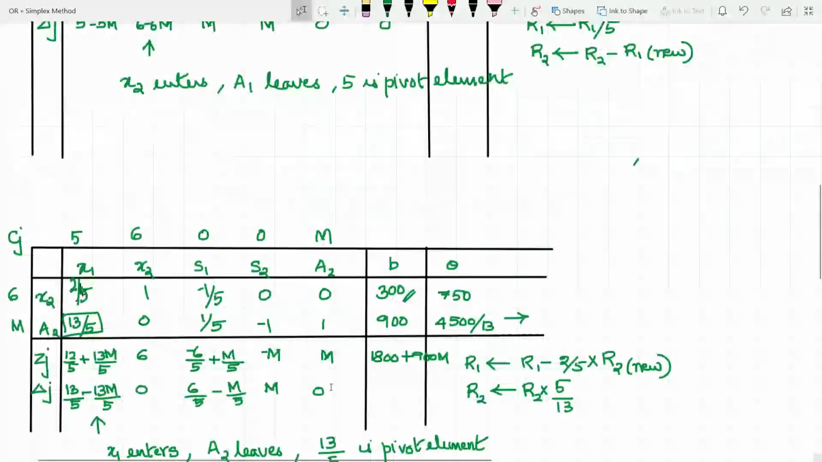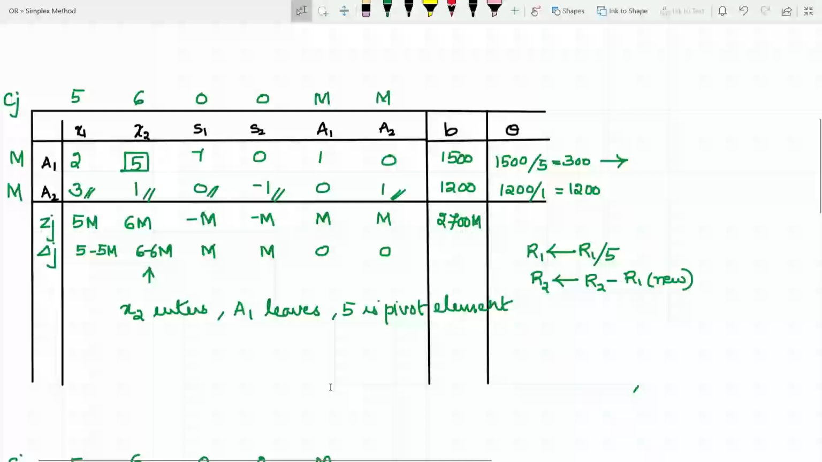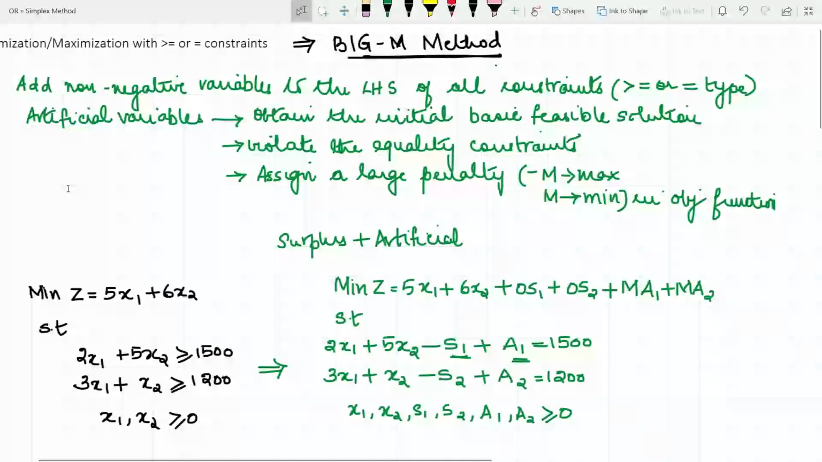So this is how you do the problem. When a minimization or maximization problem comes, we add non-negative variables. That is the A1, along with the surplus variable we add. Artificial variables we give a very high penalty so that they can be removed from the final solution. Hence the value that we give is minus M in the case of maximization and plus M in the case of minimization in the objective function. And hence we name this the big M method. This is how it is found.